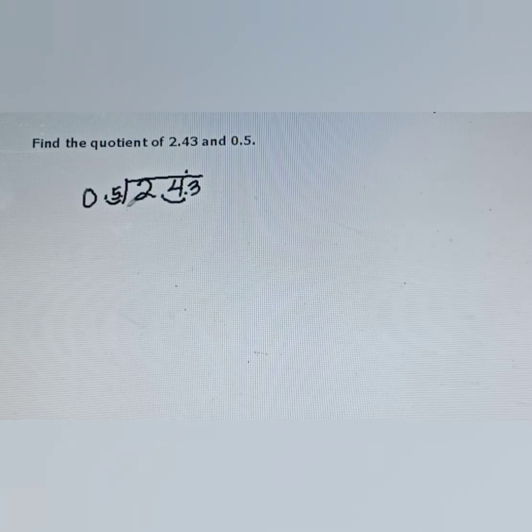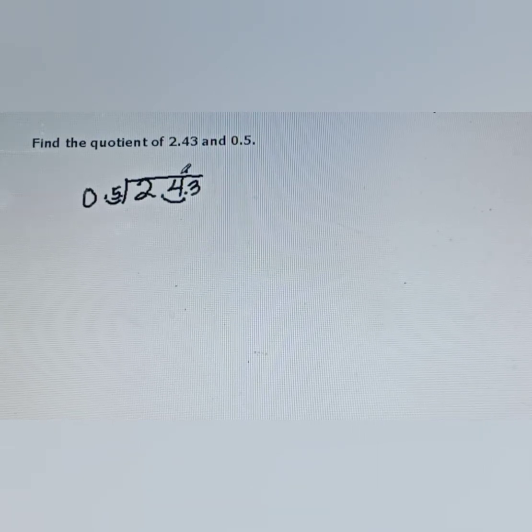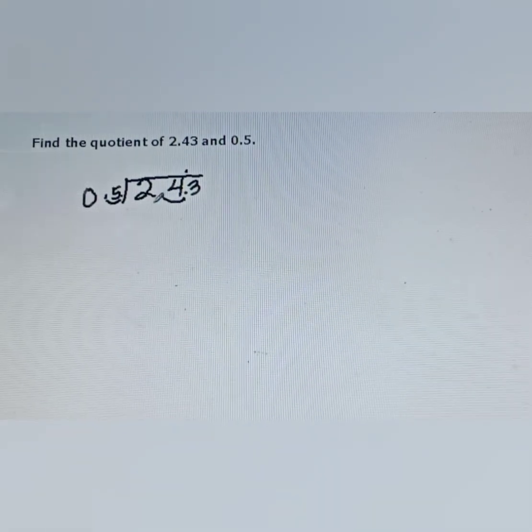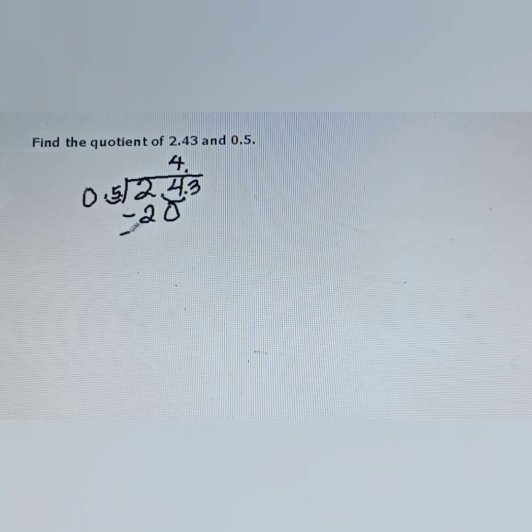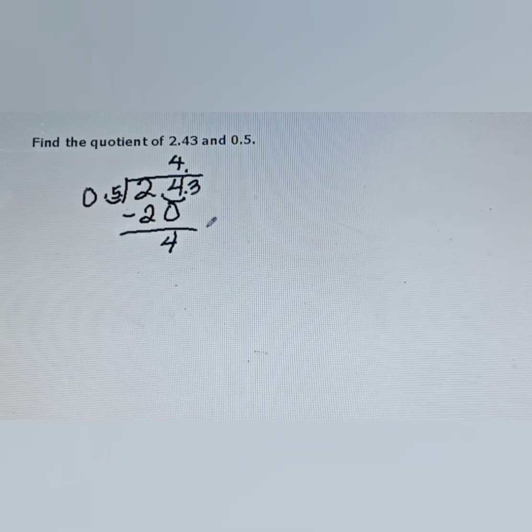So let's divide now 2 by 5. That cannot be. So let's use 24. What's 24 divided by 5? How many 5s are there in 24? There are 4. Since we use 24, we write the 4 above the 4. So we write the 4 here. Then multiply 4 times 5, that's 20. So let's write 20 here. Then subtract. Obviously, 24 minus 20, that's 4, correct? After subtracting, the next is you bring down, correct?